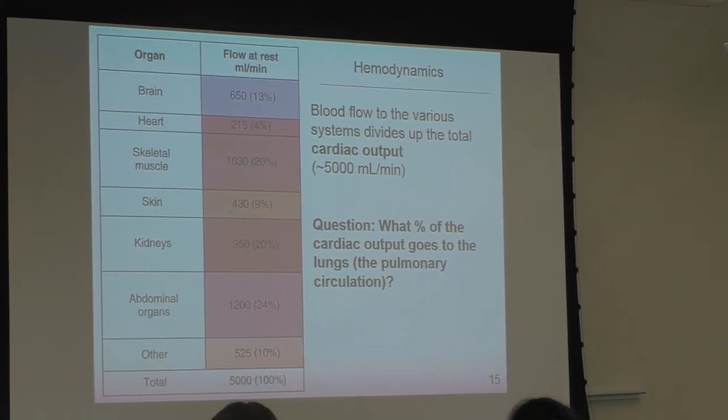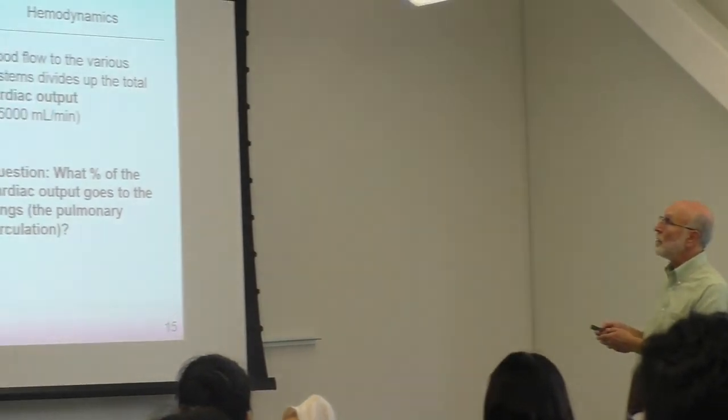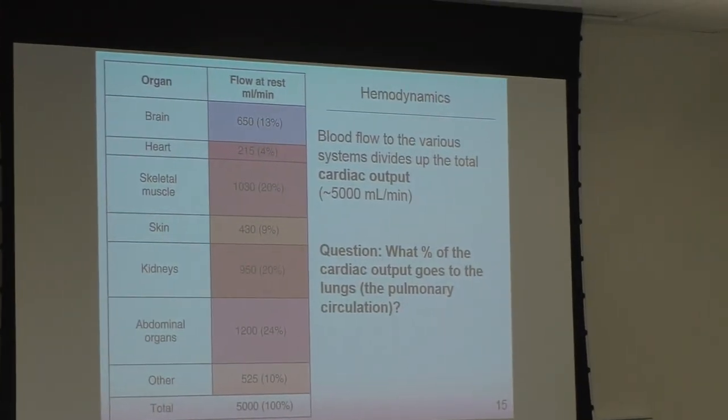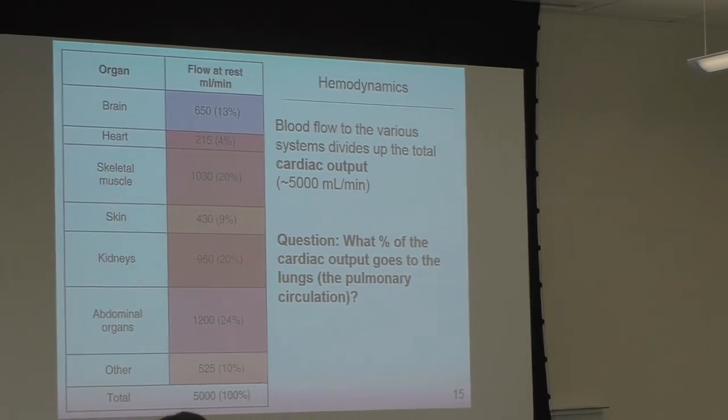Do I want you to memorize these numbers? Absolutely not. I'm just illustrating this. You don't even think about memorizing any of these numbers. You don't even have to memorize 5 liters per minute as the cardiac output. I'll always give that to you. So this is the division of blood in the systemic circulation: brain, muscle, kidneys, digestive tract, a few others.